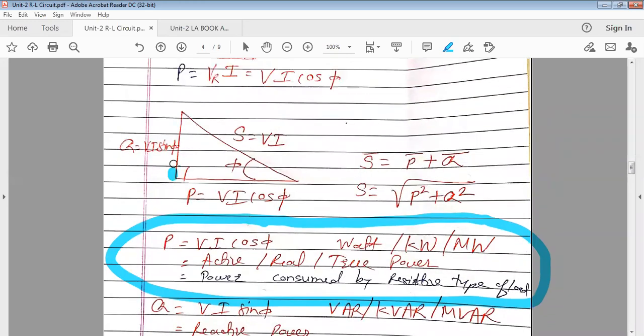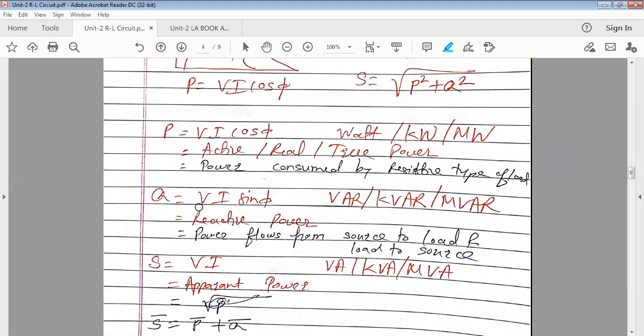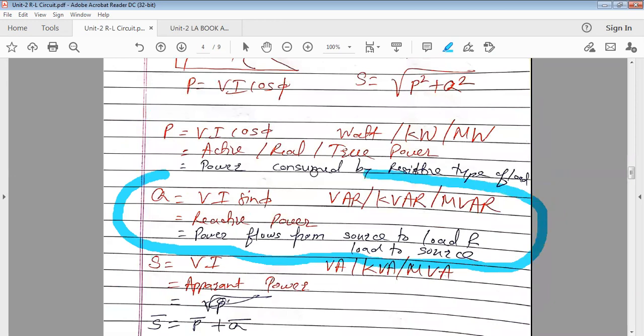See along positive imaginary axis what you are getting? Q. Q is what? VI sin phi. It is called as reactive power, denoted by capital Q. Formula is VI sin phi. We have seen for inductor and capacitor, they do not consume any power. Only there is a flow of power from source to load and load to source continuously, isn't it? So like this you can define it: reactive power is the power which flows from source to load to source continuously.